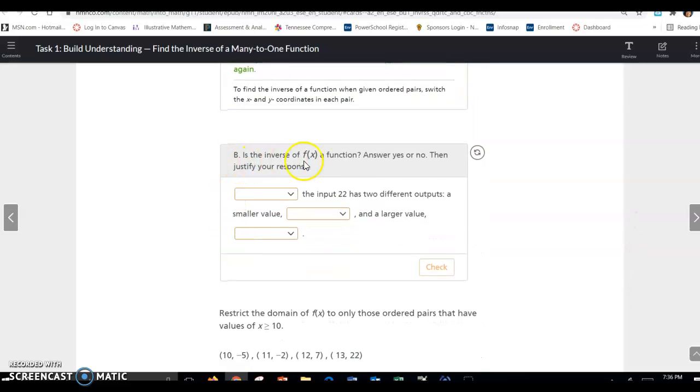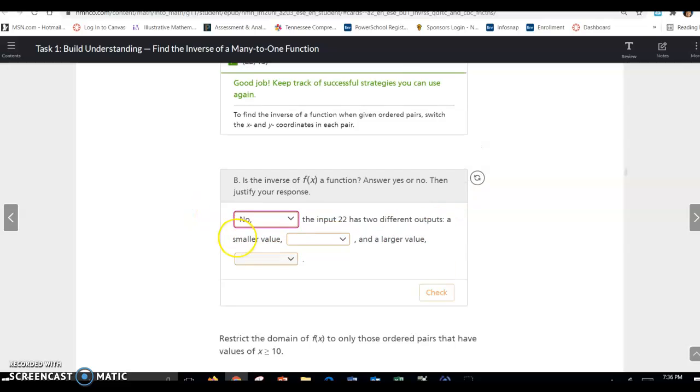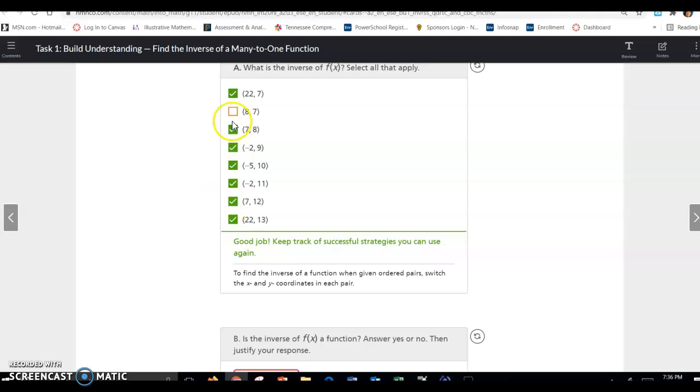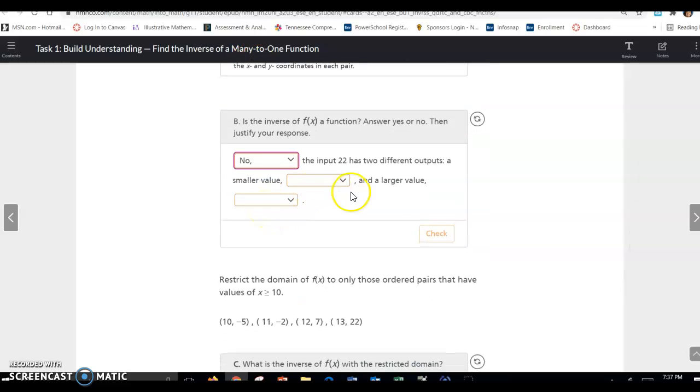Is the inverse a function, yes or no? Then justify your response. So the answer is no. The input 22 has two different outputs, a smaller value and a larger value. Let's look at the input, that's your x value of 22. Your input 22 has a 7 and a 13 as output. So the two different outputs: the smaller value is 7, and the larger value is 13.